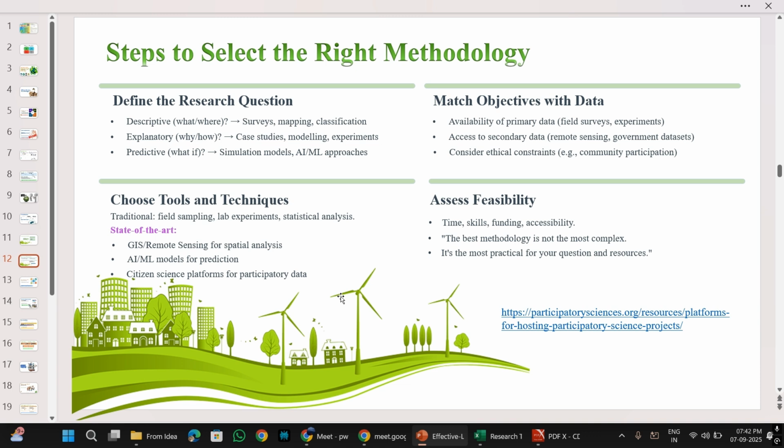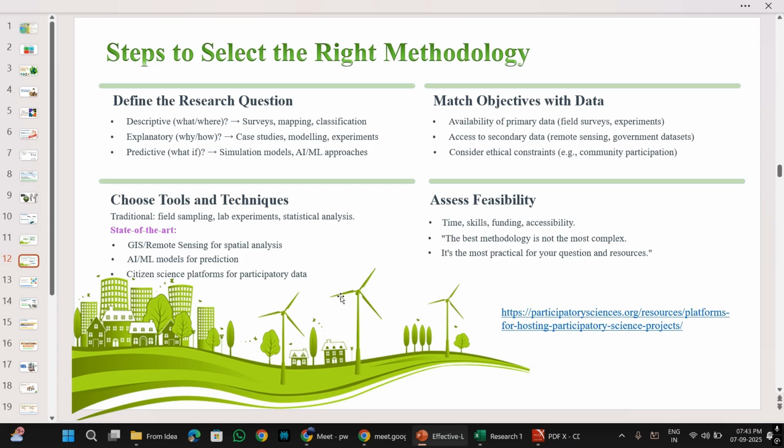Also experimental researches, right? Experimental researches also include qualitative and quantitative. Then predictive, what if. So these are simulation models, or you're using machine learning approaches in order to be able to predict what is going to happen in future. Right, so you have to define the research question first.